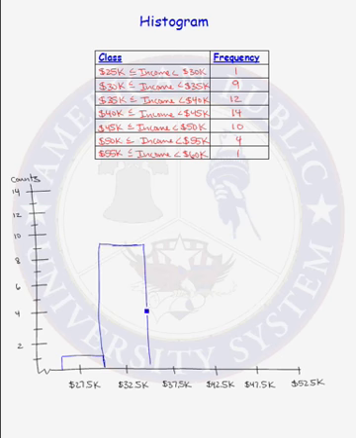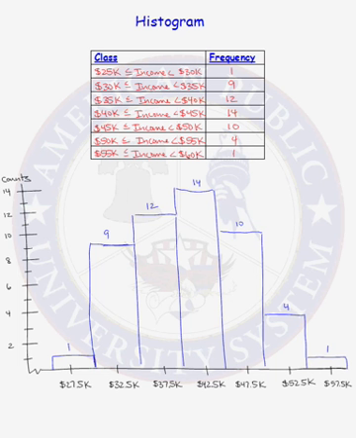There were 9 states in the second class. There are 12 states in the third class. Completing our histogram, we had 14 states with median income in the fourth class, 10 states with median income in the fifth class, 4 states with median incomes in the sixth class, and 1 state with median income in the 7th and greatest class.